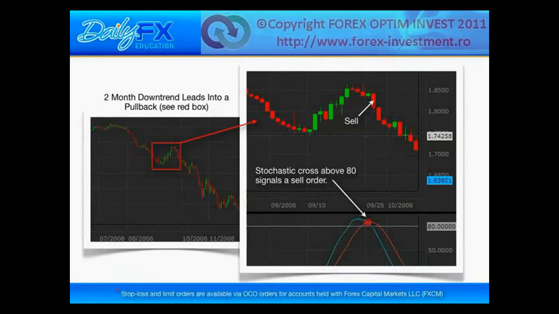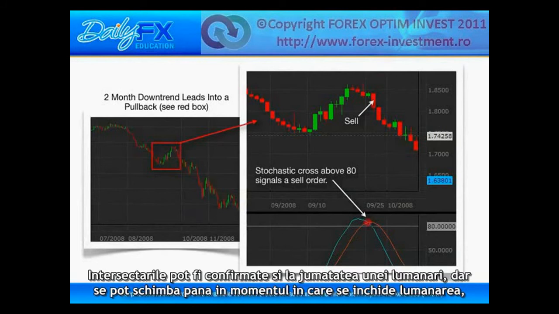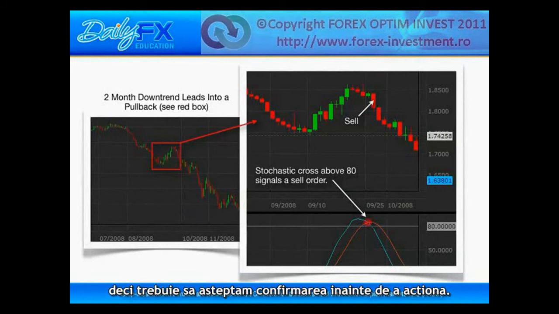Crossovers can be noted in the middle of a candle, but change before the candle can close, so wait for confirmation before acting.